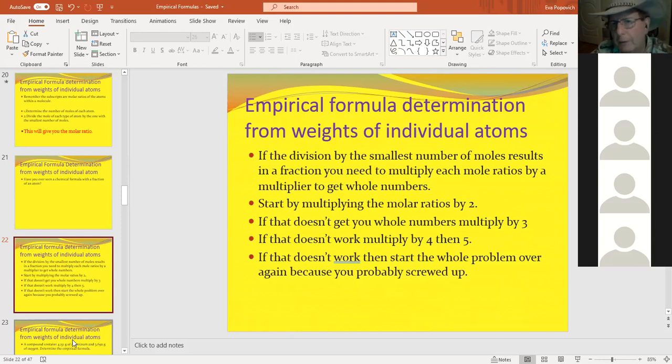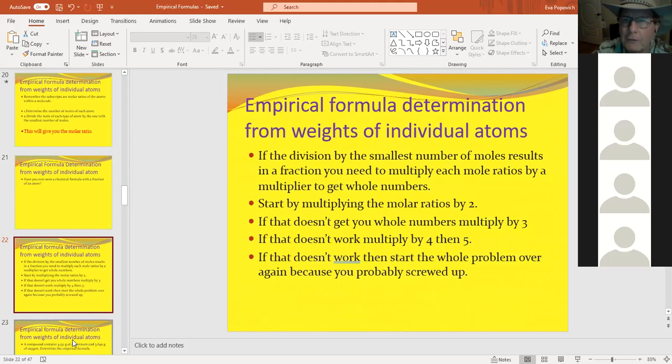0.33, you multiply it by 3. 0.25, you multiply it by 4. 0.2, you multiply it by 5. 0.67 by 6, and it goes on from there. You don't have to memorize that chart. Just start with 2. Try 2 and see if 2 will work. If 2 doesn't work, go to 3. If 3 doesn't work, go to 4. Eventually, one of them will work. Or by the time you get to 10, go back and recalculate because you probably made an error somewhere.